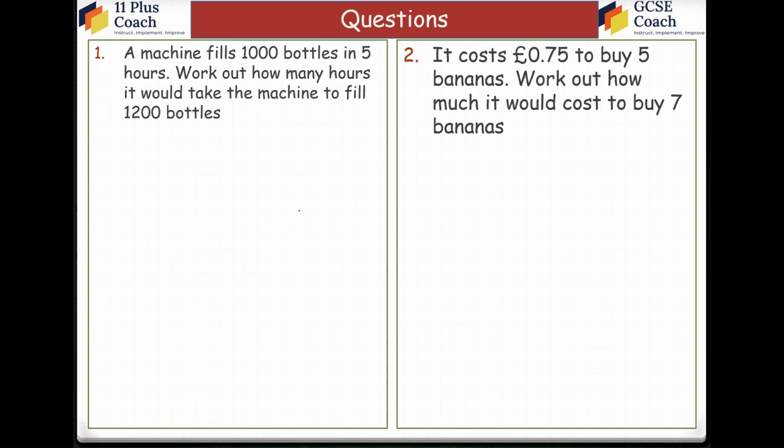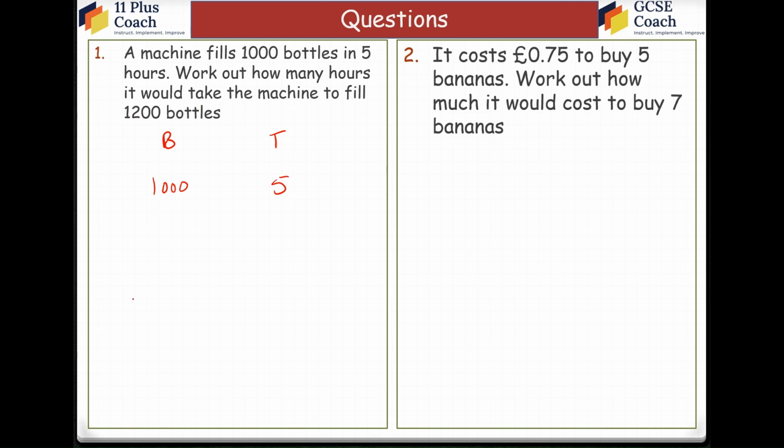So hopefully you've had a go at this question, or both of these questions. So we know we have 1,000 bottles, so that's the bottles, and that's the time. So 1,000 bottles take 5 hours to fill in this machine. The question is, work out how many hours it would take the machine to fill 1,200 bottles.